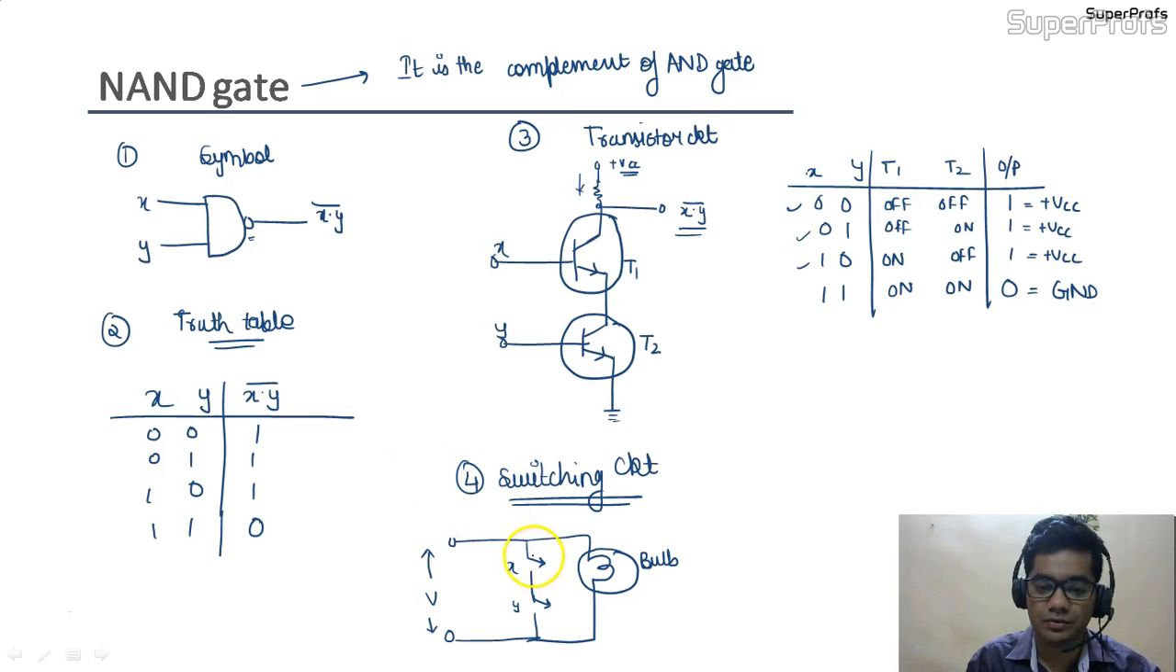Here we can understand that if both the switches are in on condition, that is both the switches are closed, it would short circuit our bulb, and there would be no current through the bulb, and the bulb would be in off condition. Therefore it is fulfilling our condition 4, that is both the switches are in on condition and the bulb is in off condition. But if any of the switches is in off condition, there would be a flow of current through the bulb, and the bulb would be in on condition. So we can see the NAND gate symbol, truth table, transistor circuit and switching circuit as well.